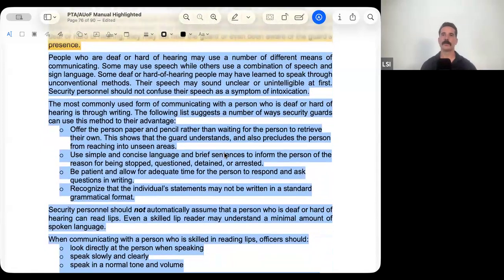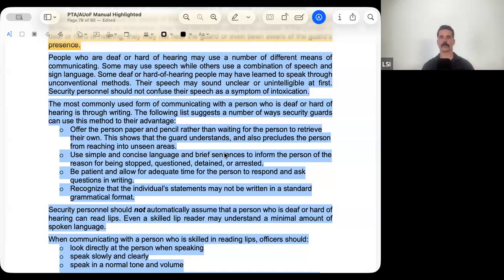People who are deaf or hard of hearing may use a number of different means of communicating. Some may use speech while others use a combination of speech and sign language. Some deaf or hard of hearing people may have learned to speak through unconventional methods. Their speech may sound unclear or unintelligible at first. Security personnel should not confuse their speech as a symptom of intoxication.